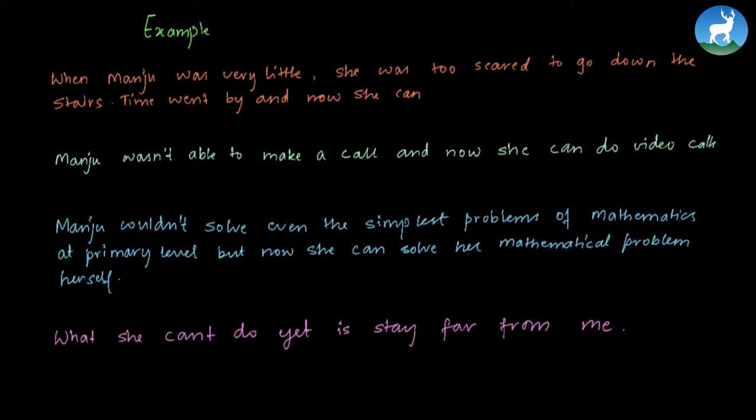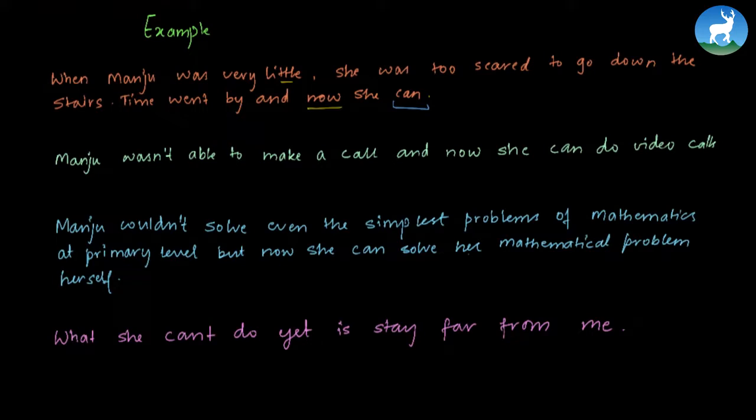So here, in the first sentence in this slide, it's written, when Manju was very little, she was too scared to go down the stairs. Time went by and now she can. So this statement shows the ability of Manju that she can go down the stairs now. And notice that the structure "can" has been used. Remember that I mentioned that "can" is used to talk about someone's general ability. So it's the general ability of Manju that she can go down the stairs, right?